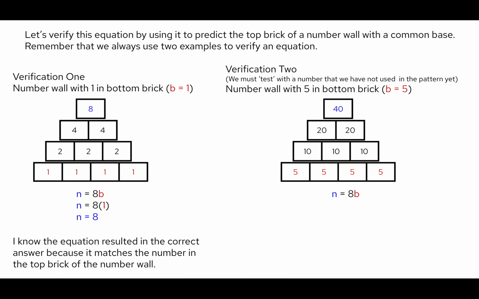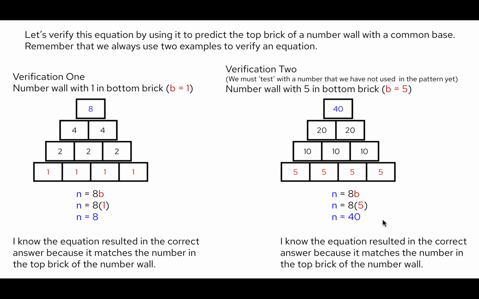So n equals 8b. n equals 8 multiplied by 5. Again, that's my number in the bottom brick. And the product of 8 and 5 is 40. So I know the equation resulted in the correct answer because it matches the number in the top brick of the number wall, 40 and 40. So I have verified my equation.